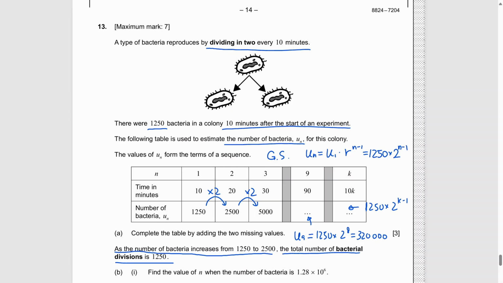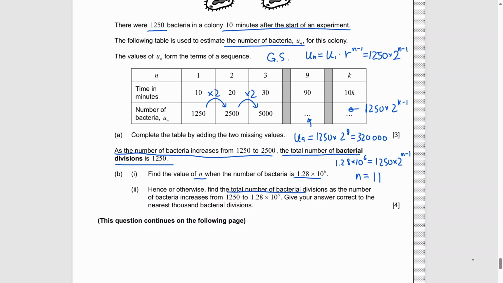Part B. We need to find n such that U_n is 1.28 million. So, just set U_n to be this and solve for n. Finally, we need to find the total number of divisions for the bacteria. It is more like an IQ question. Since the number of bacteria increased from 1250 to 1.28 million, and every division will produce one more bacterium, the answer is just the difference between the initial and final values.